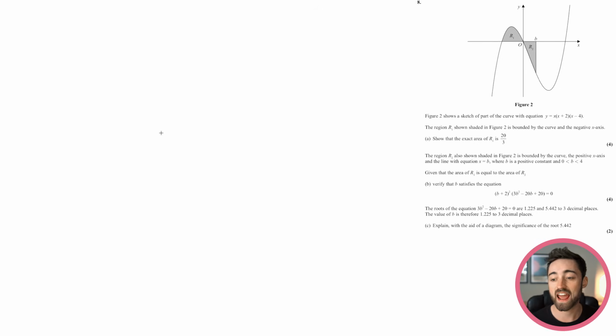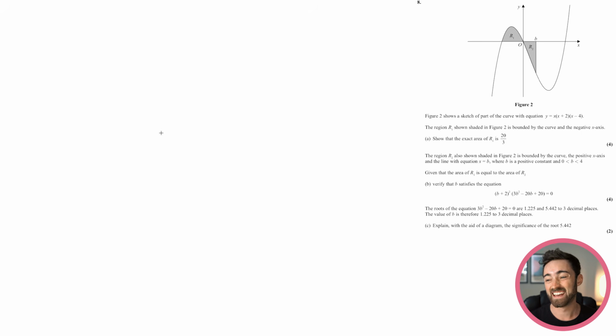Sweet. Question 8. Figure 2 shows a sketch of a part of a curve with equation y equals x(x plus 2)(x minus 4). Okay, this is nice. So this is a cubic equation, but they've given it to us in pre-factorized form. So what that tells me is I'm going to be able to get the x coordinates of where it hits the x-axis very easily. The region R, shown shaded in figure 2, is bounded by the curve and the negative x-axis. Show that the exact area of R is 20 over 3.